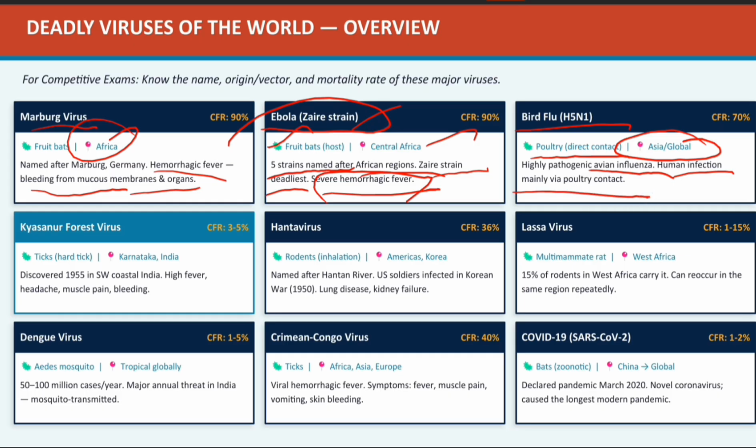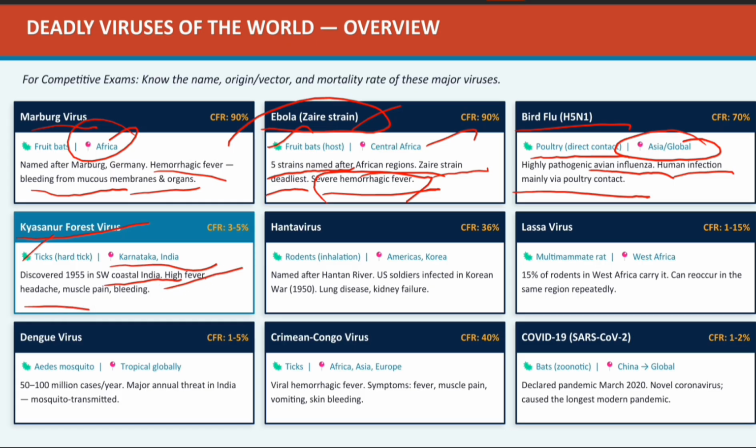And the next one is Kyasanur Forest virus. It is spread through ticks, the hard ticks, and it is found in Karnataka in India. Discovered in 1955 in southwest coastal India. The symptoms are high fever, headache, muscle pain, and bleeding.